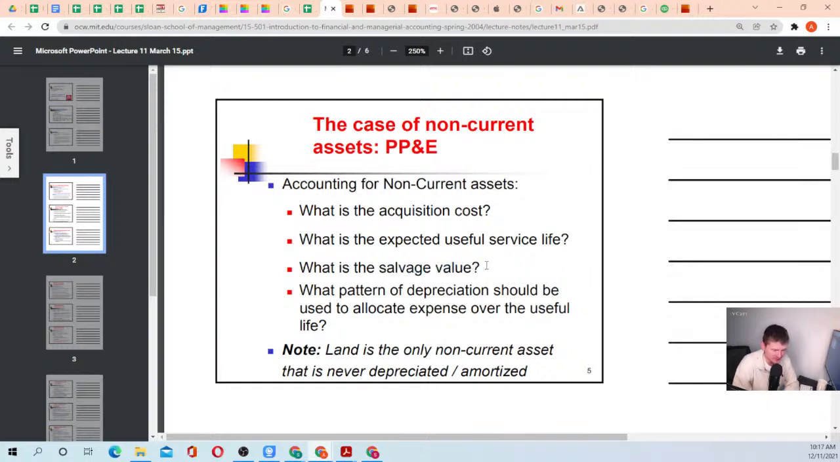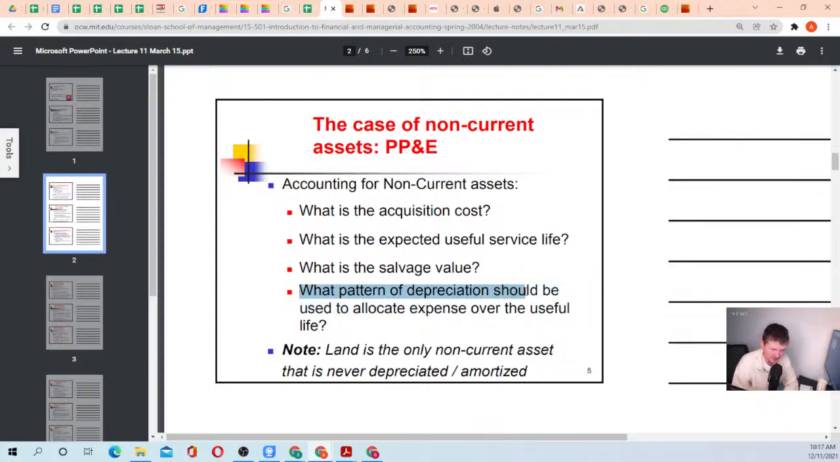Salvage value is if you expect your asset to have any value at the end of its useful life. You determine that based on your judgment. It might be scrap value. Frequently, people assign zero value to the assets.